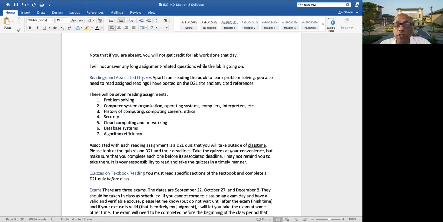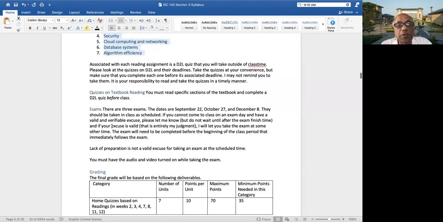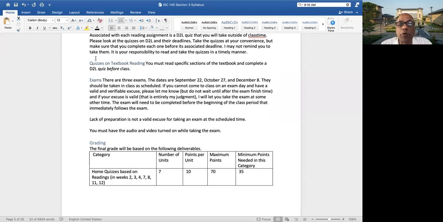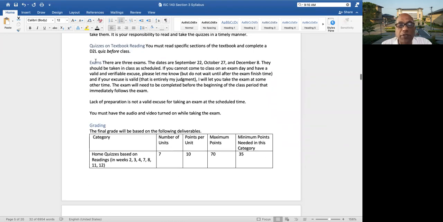There are deadlines for all these quizzes. I will not be covering any of this in class. It's entirely your task to read and understand and do the quizzes. You can start as early as you wish, but there are deadlines for completing every quiz. Then, as I said before, coming to class, you have to take a quiz.